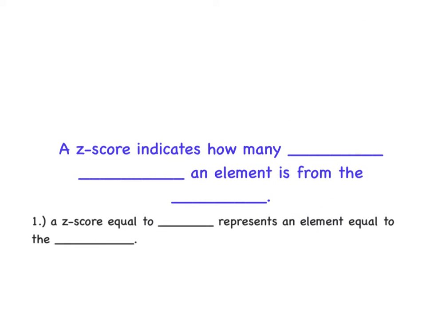So as we indicated in the opening slide, today's theme is all about being able to standardize this bell-shaped curve, this normal distribution. And we're going to say that a z-score indicates how many standard deviations, that's what it's all about, how many standard deviations an element is from the mean.